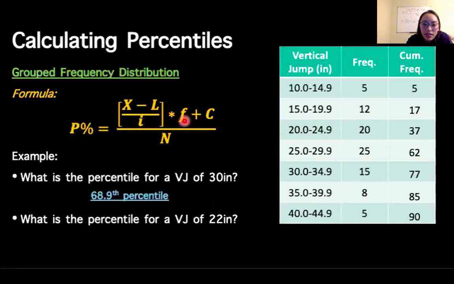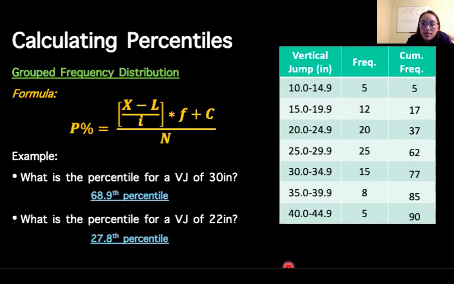What's the frequency? 20, because that's the frequency that matches the interval within which x resides. It's a lot of words. English is hard. And then what's the cumulative frequency we would use? 17, because 22 is in here. So we do the cumulative frequency of the group worse than where our x is located. And then we would divide by 90, because that's our sample size. And if you put that all together, you should get 27.8.